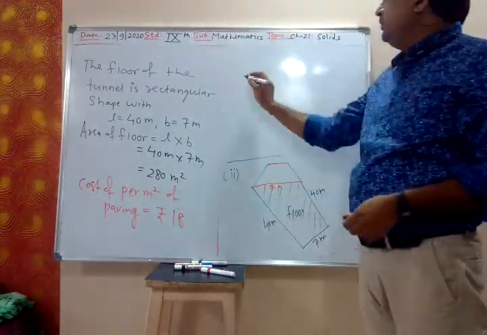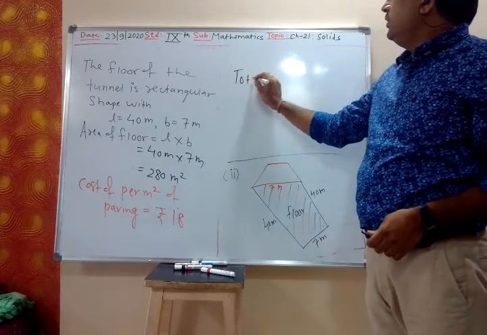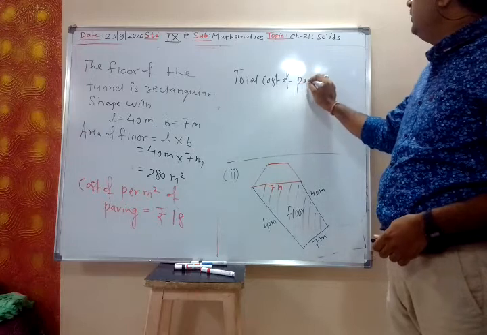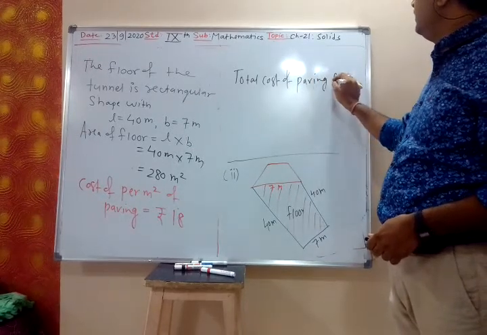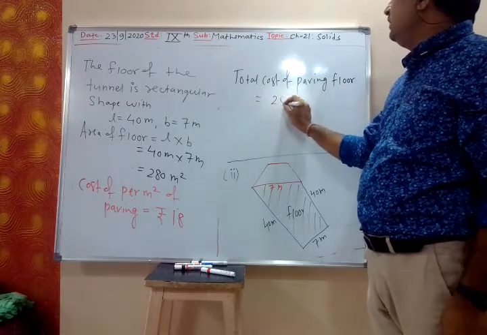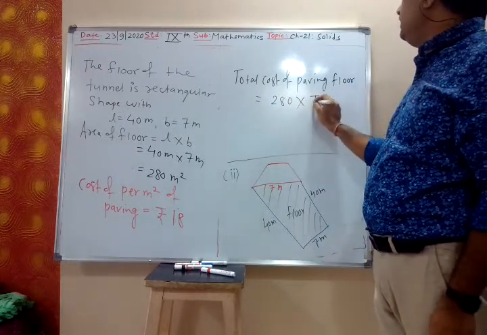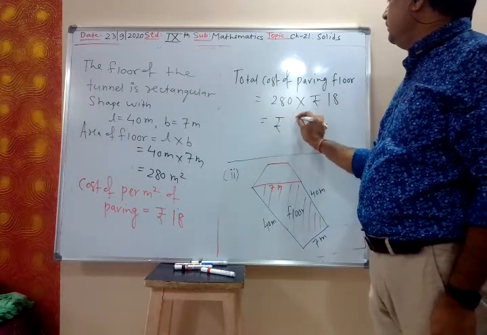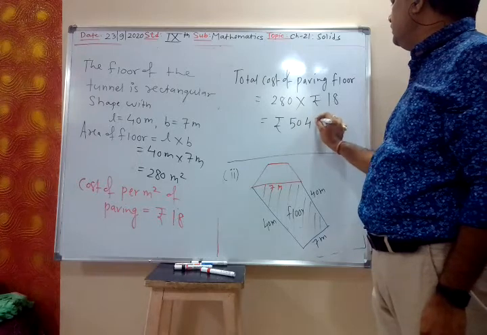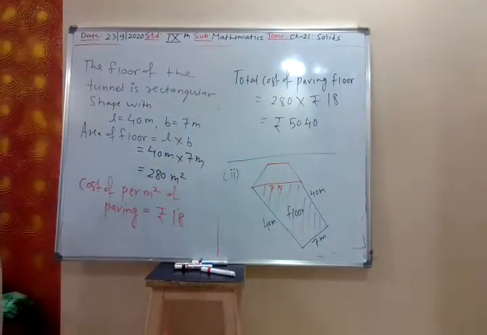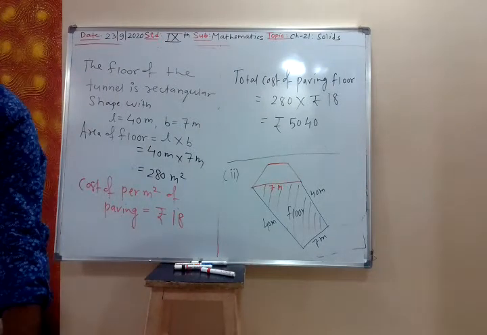Total cost of paving the floor, paving means we have to put tiles on that floor, is 280 into rupees 18. How much is that? 5040 rupees is the total cost of paving.